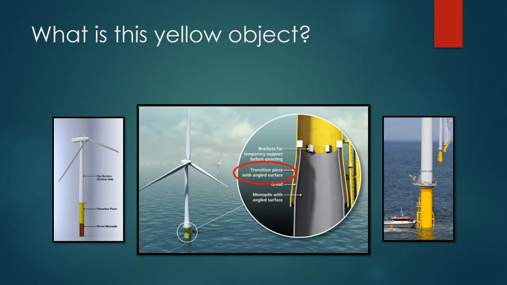So looking at the drawing here and what I've highlighted in the red circle, we can see it's labeled on the diagram, transition piece with angled surface. So this shows us that it has a large circumference at the bottom and it's moving to a smaller circumference at the top. So this is a transition piece. So this is what I found out when I asked, what is the yellow object? We found out that it actually is a transition piece.